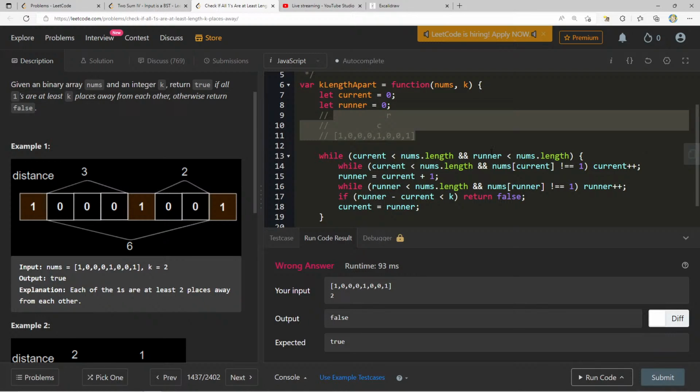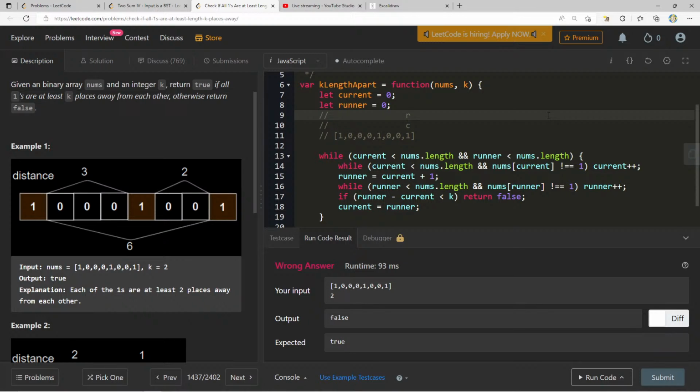Because here, so runner equals current plus 1, while runner is less than nums.length and nums of runner is not equal to 1, if runner minus current is less than k, so 0, 1, 2, 3, 4, 5, 6, 7. 7 minus 4 is 3. That's not less than k. Current is equal to runner.